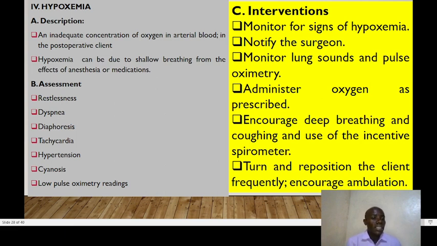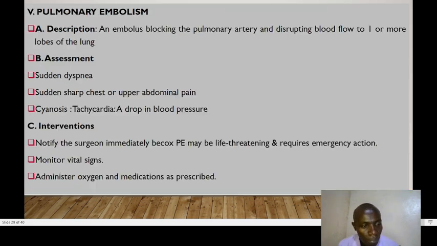So the nurse should assess to find if the patient is demonstrating restlessness, dyspnea, diaphoresis, tachycardia, hypertension, cyanosis, and low oxygen oximetry readings. When intervening, you need to monitor for signs of hypoxemia. You also need to notify the surgeon, monitor the lung sounds and the pulse oximetry, administer oxygen as prescribed, encourage deep breathing and coughing, and use of incentive spirometry, turn and reposition the client frequently, and encourage ambulation for that matter.